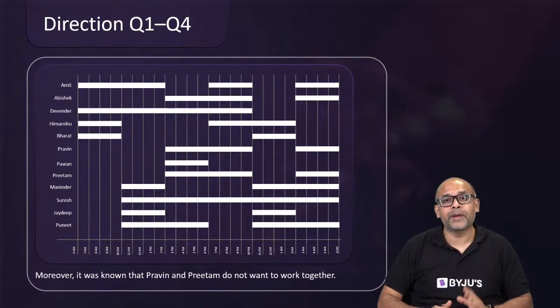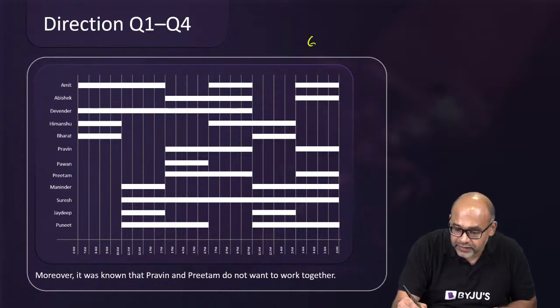So, what is happening in this set? This is called as a Gantt chart.